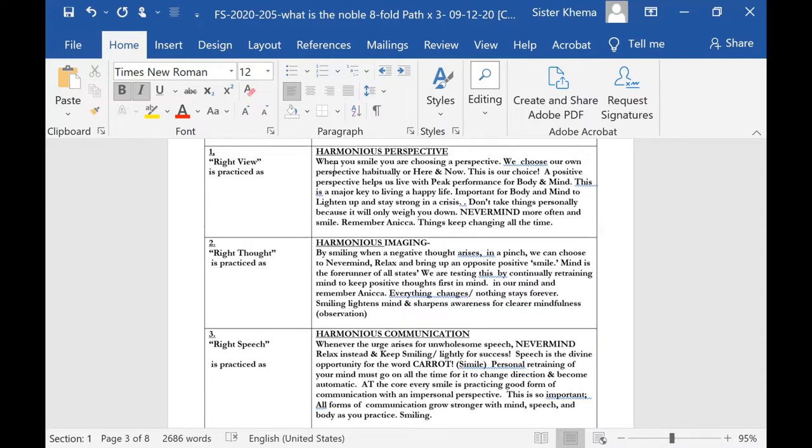This is our choice. A positive perspective helps us live with peak performance for body and mind. And this is a major key in living a happy life. And you'll notice happy life is a byproduct of the front part of this sentence. See, I'm into the byproduct of happiness right now.